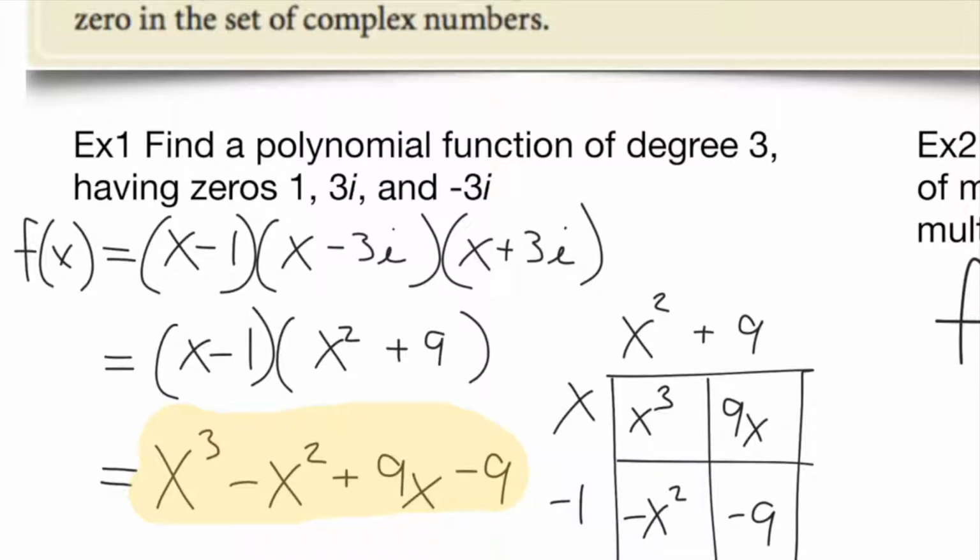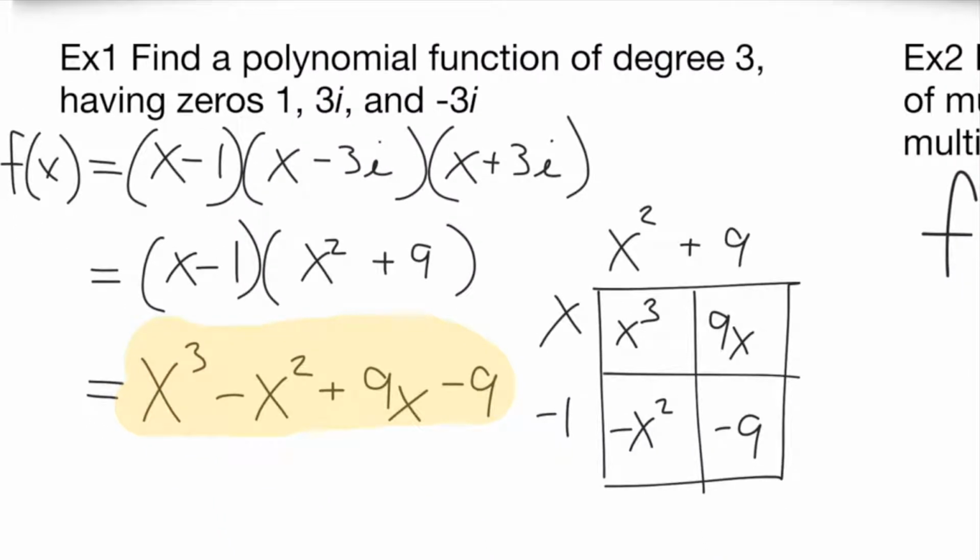Basically, if the zeros are going to be 1, 3i, and negative 3i, then you plug them in right here: 1, 3i, and then negative 3i, because it's x minus that, so you get x plus 3i. Foiling this, you get x squared plus 9, and then multiplying here, x minus 1 times x squared plus 9. I'm going to use the table box method right here.